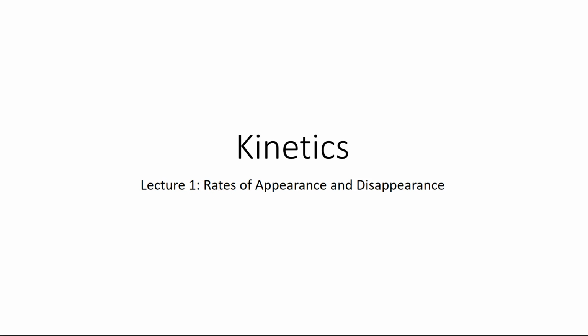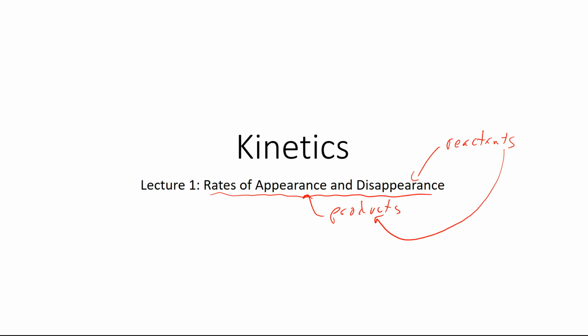So what we're going to be looking at in our intro to reaction rates is the rates of appearance and disappearance, right? Appearance would be our products, of course, and as those products appear, we should see an associated disappearance of our reactants. Because, of course, those reactants are becoming the products, right?